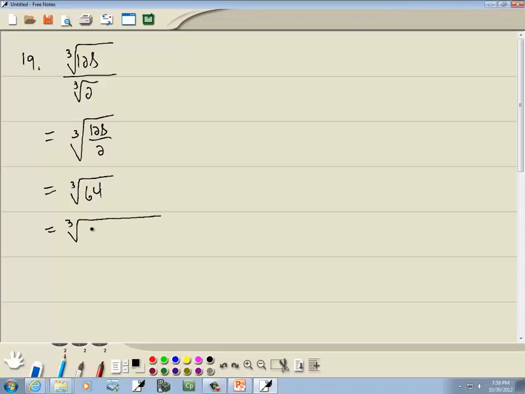If I did the prime factorization of 64, that's 2 times, well, 6 2's. 2, 4, 8, 16, 32, 64. Now our index is 3, which means we're looking for a set of 3 of something. Here's 3 2's. Those are going to come out as a single 2. And here's 3 2's. Those will come out as a single 2. Now when they come out, there's multiplication between them. Now there's nothing left inside of our radical, so it disappears, and 2 times 2 gives us 4.